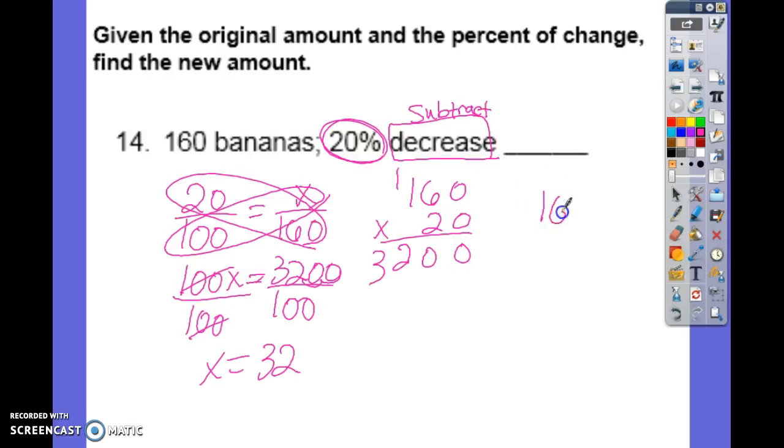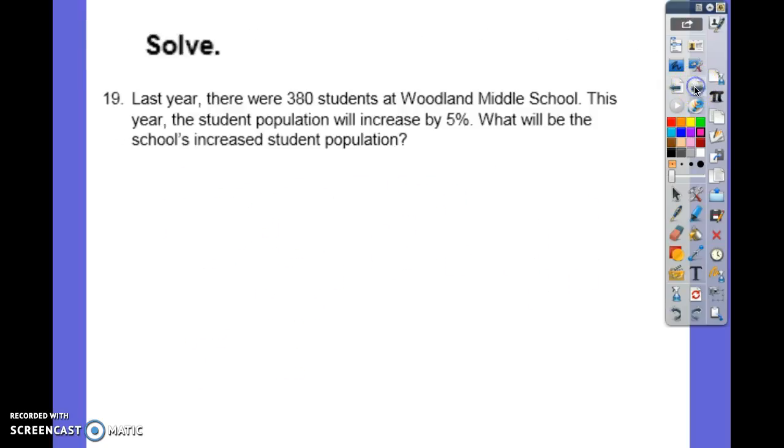So we had 160 bananas. There was a 20% decrease, and we figured out that 20% was 32. So we're going to subtract those two. We have to borrow. 10 minus 2 is 8. 5 minus 3 is 2. And don't forget to bring down the 1. So after a 20% decrease, we now have 128 bananas. You are going to do 15, 16, 17, and 18 by yourself, using those two as examples.